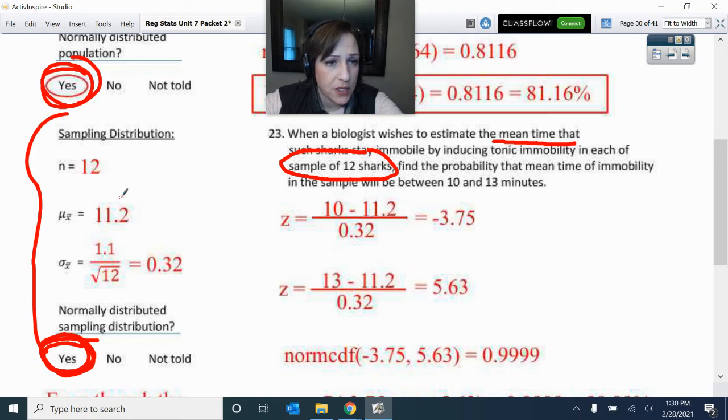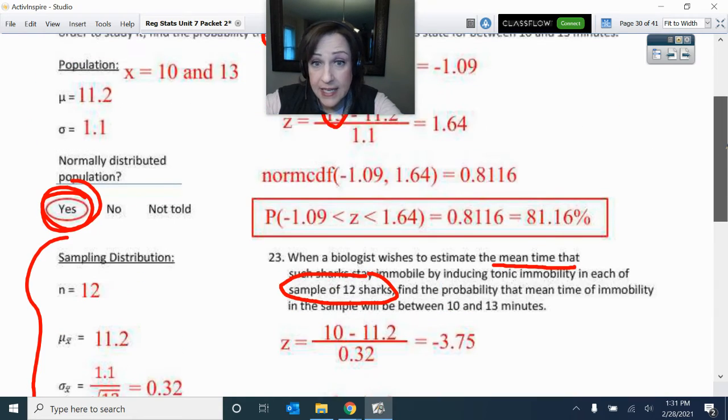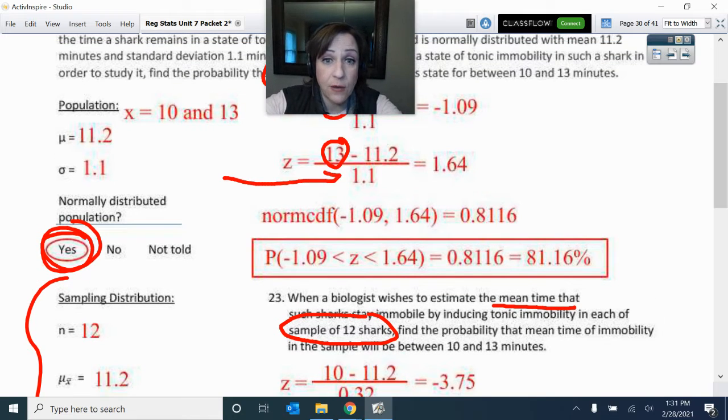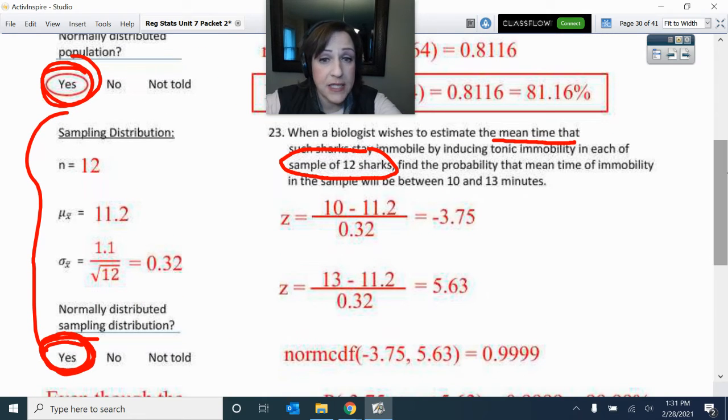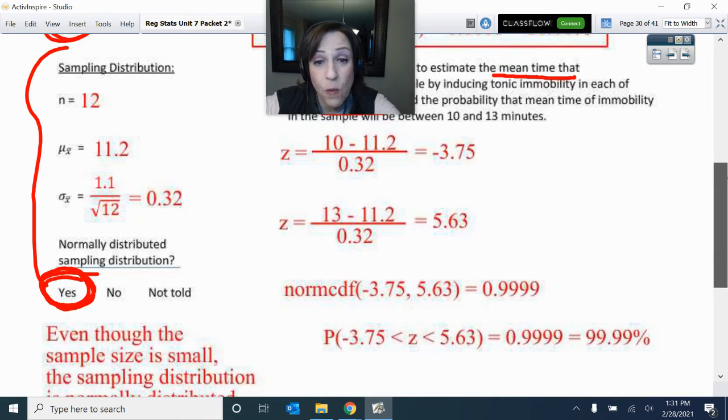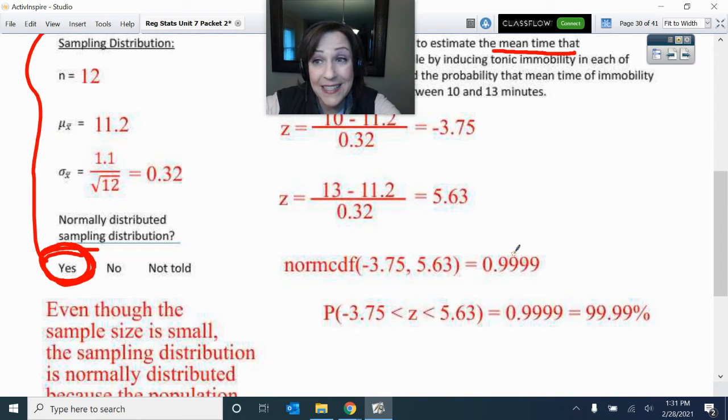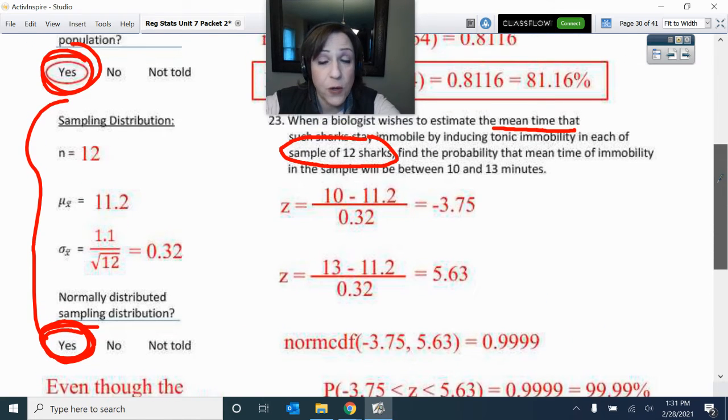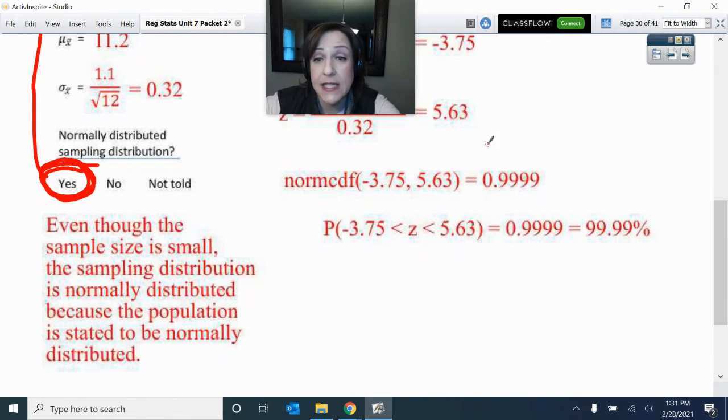So here we have 12, and our samples are centered in the same place as the population, but our standard deviation is different. It is not the 1.1 that we used when we looked for an individual shark. It was the 0.32, so smaller, which really made it highly likely that the average time of immobility for an average of 12 is almost 100%.